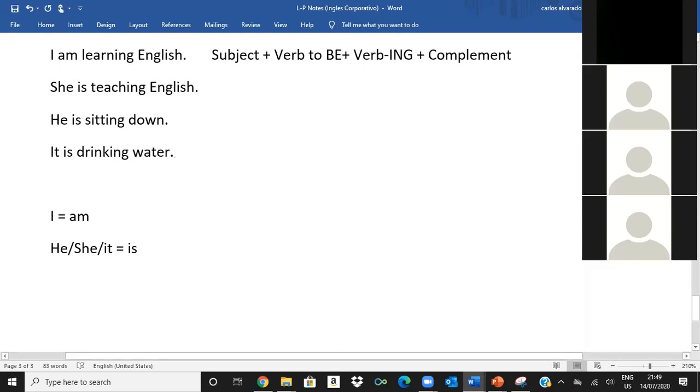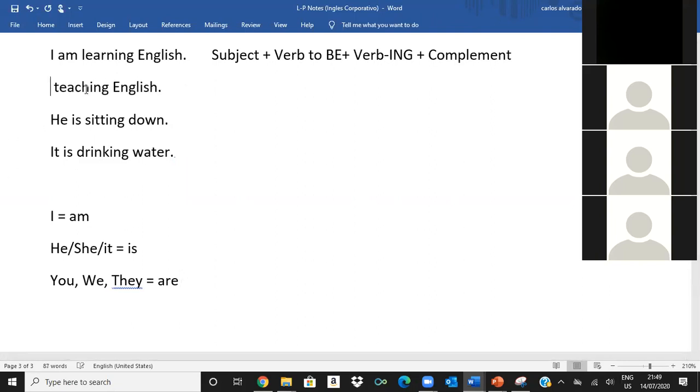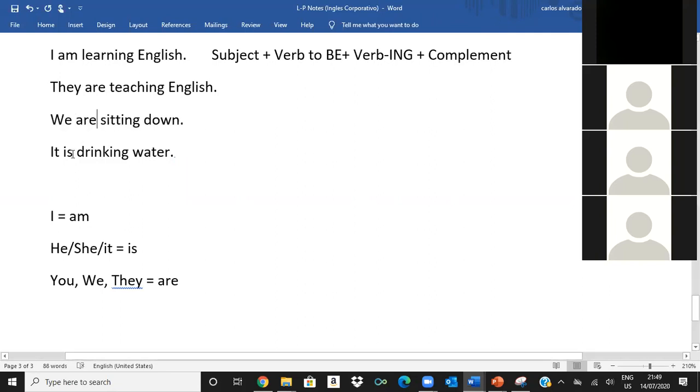Okay, very good. Now, if I use you, sea singular o plural, we, they, what do I have to use? ¿Cuál es el verb to be? Are. Are. Very good. So ahí está la regla. For example, maybe I use they are teaching English. Okay. We are sitting down. You are drinking water. Okay. All right. Very good. Questions?